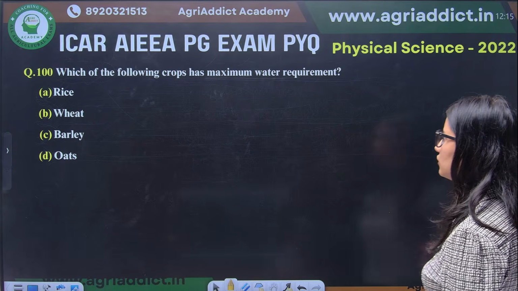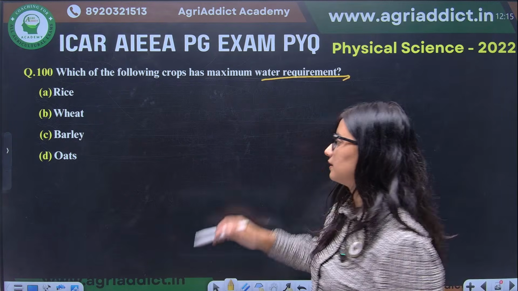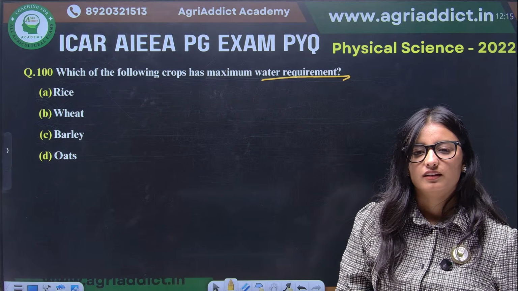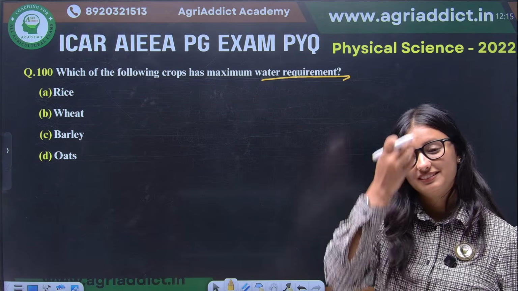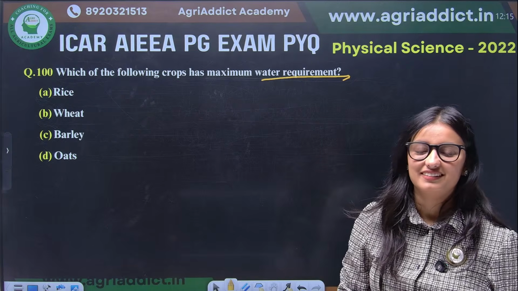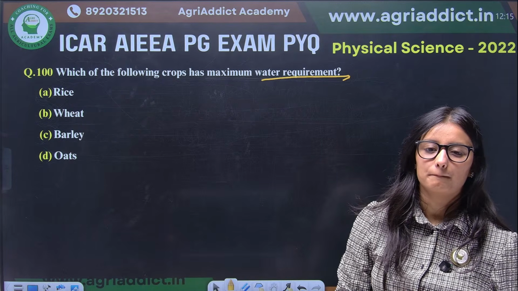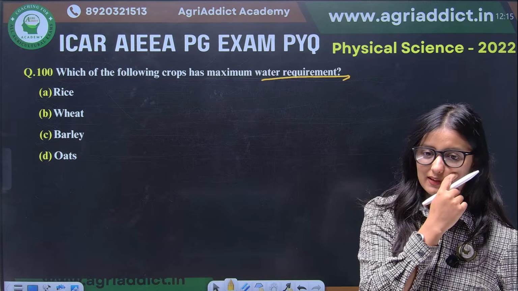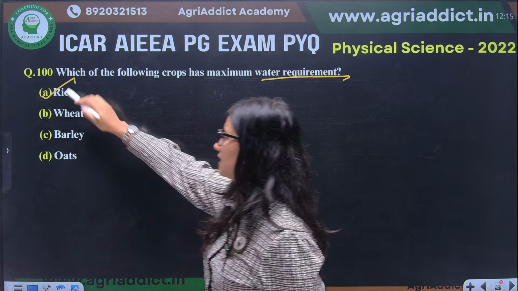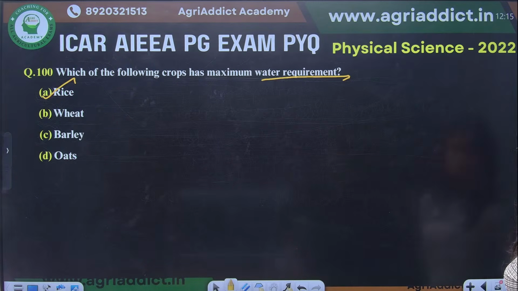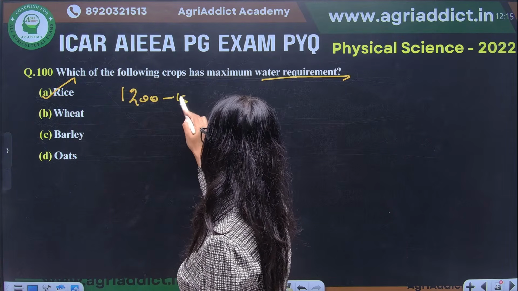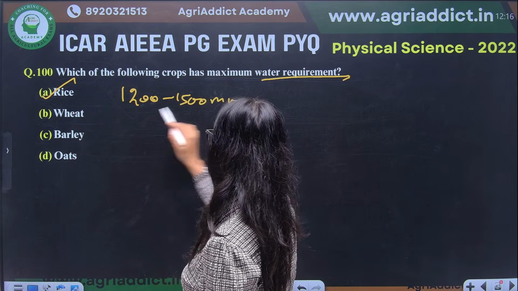Which of the following crop has maximum water requirement? किसका है maximum water requirement? Quickly answer. D. क्या है? राइस. यस, राइस इज द करेक्ट आंसर. राइस को सबसे ज्यादा वाटर रिक्वायरमेंट है. वी हैव डिस्कस्ड इट, 1200 to 1500 mm.